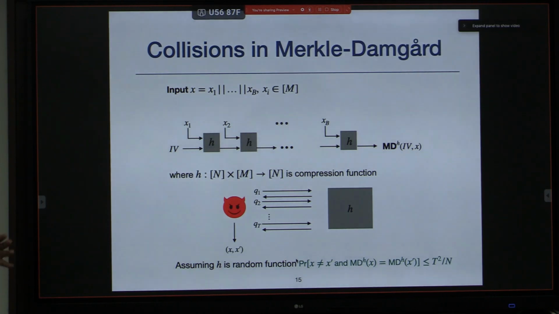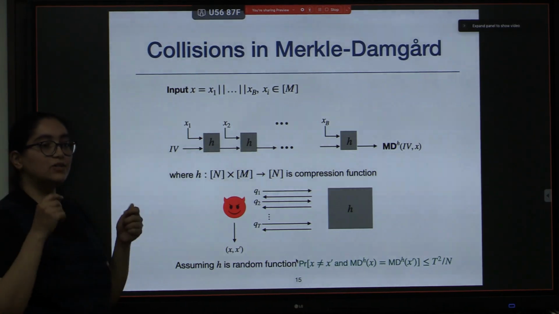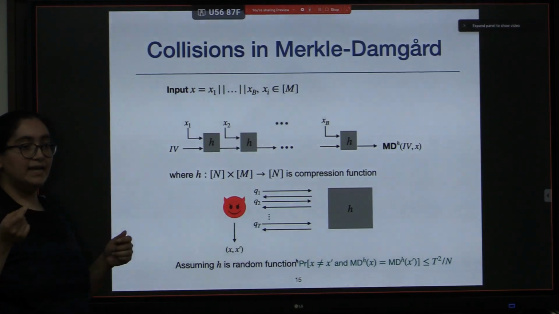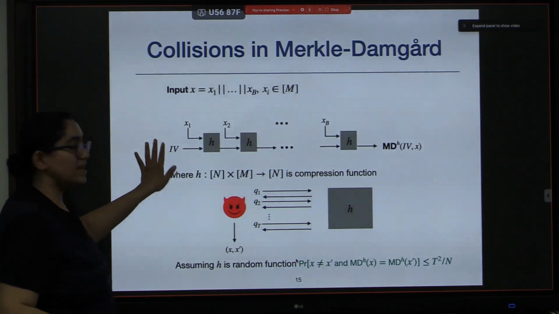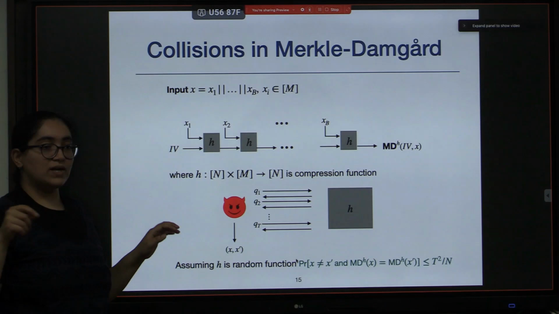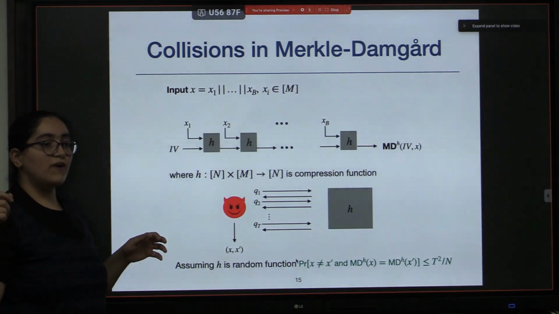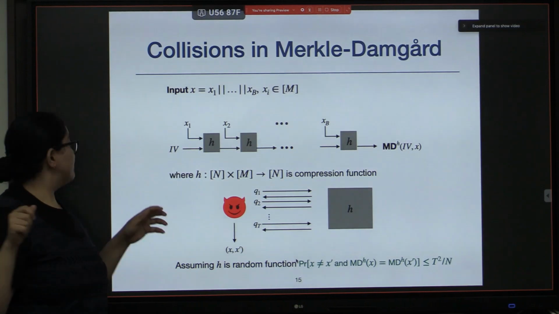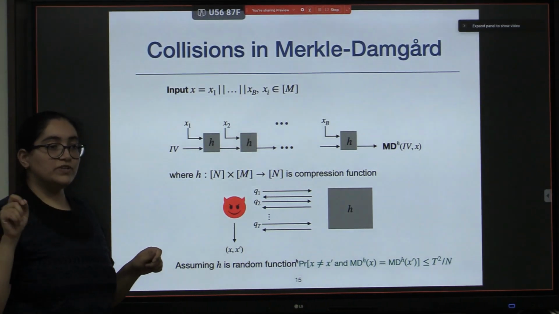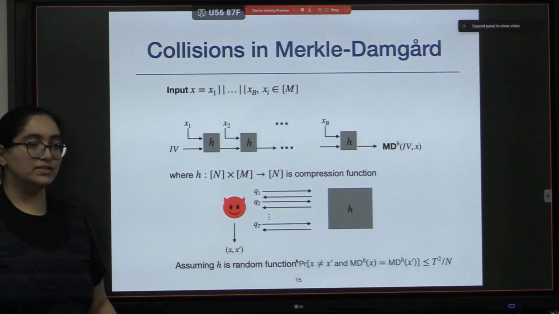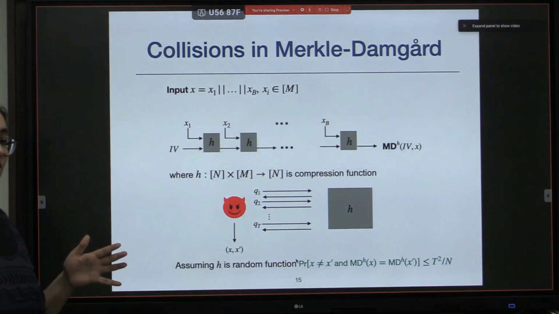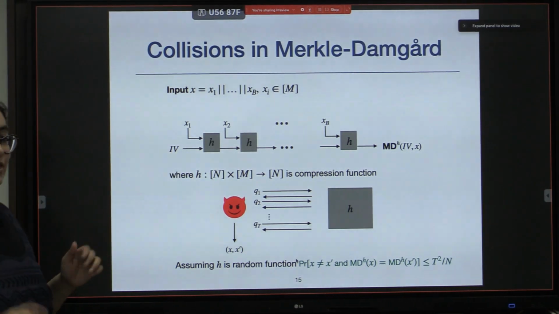Because of the birthday attack. If you know the birthday attack, what is the probability that, say you have an input, this h takes a fixed IV, and takes some x1 and x2. What is the probability h of IV, x1 equals h of IV, x2? That is 1 over n, and there are t square pairs, so that's t square over n. So it only depends on the range of the function.